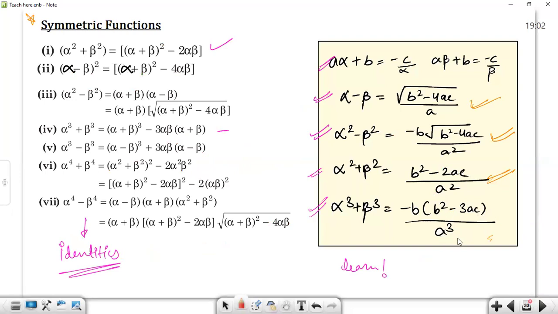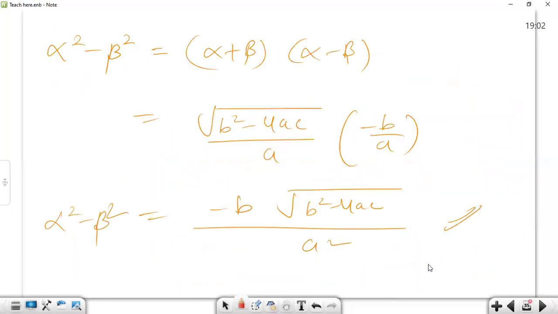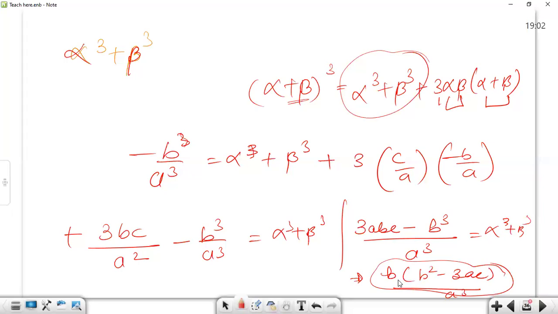B square minus 3ac upon a cube. I think we have missed one sign here. Yes, we have taken common, but here 3ac should be written first. Now we have done it in reverse, so for that we have to apply a negative sign here. Is that clear? Why we have to do so?